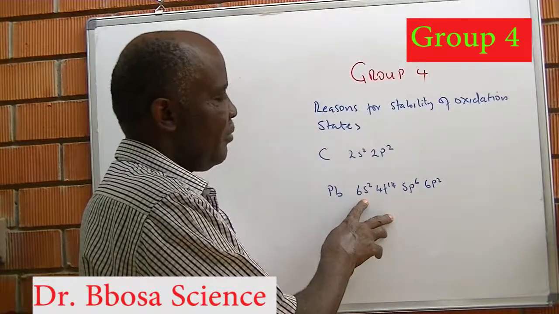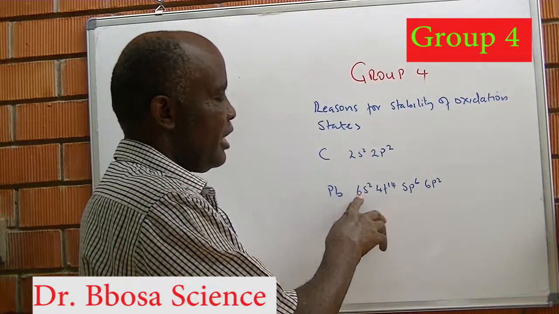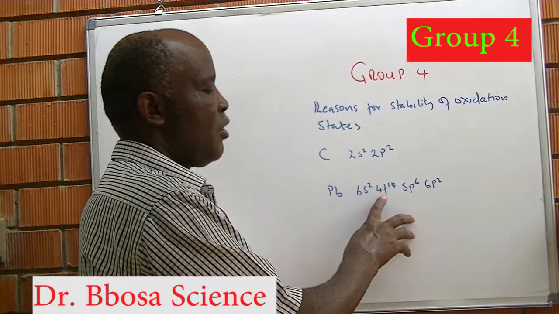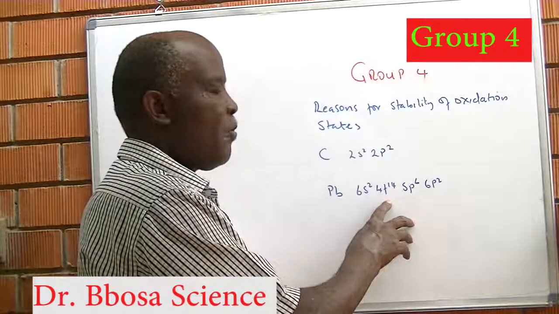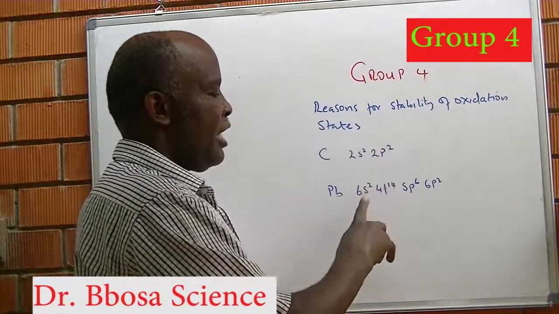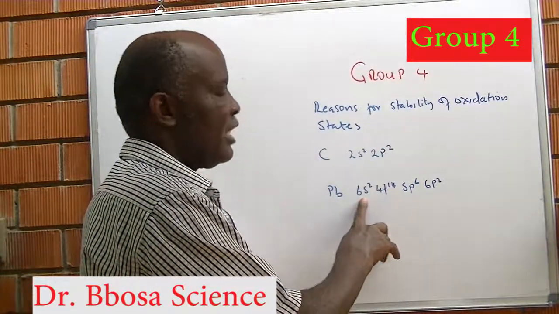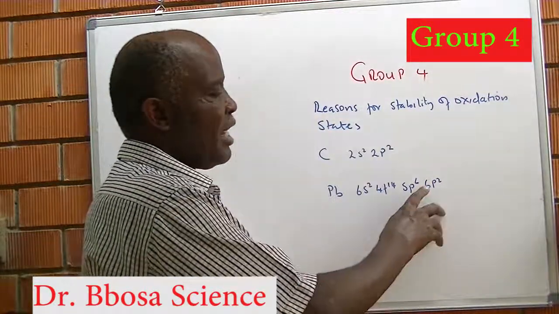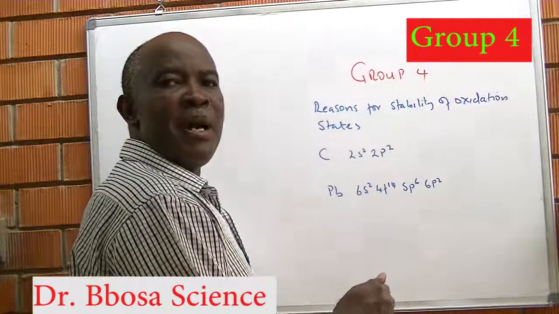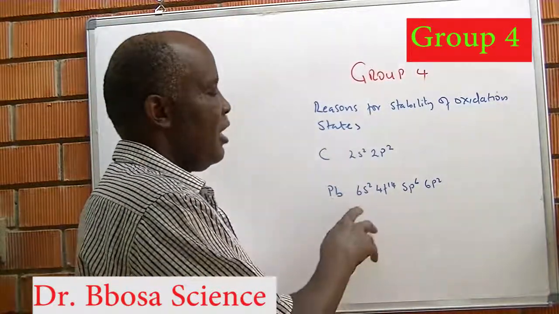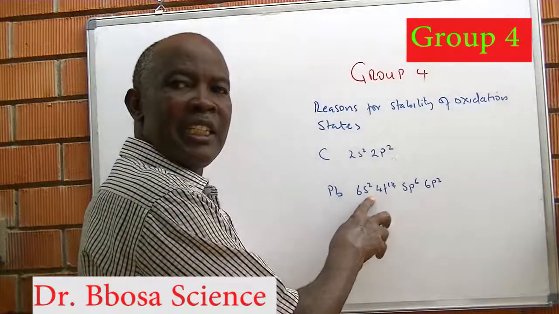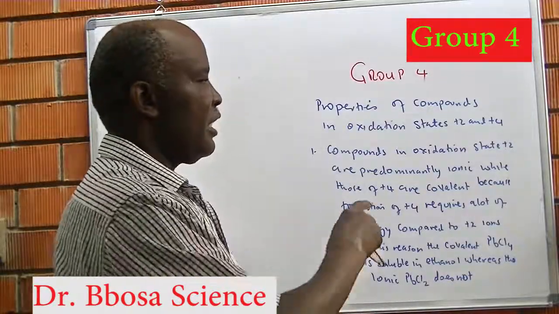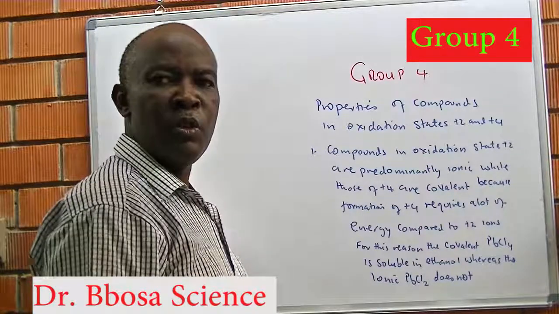Whereas in lead, between 6s and 6p, there are two full orbitals in between. So the energy difference between the 6s and 6p is very wide. It is thus possible that 6p may take part in the chemical reaction, leaving the 6s inert.